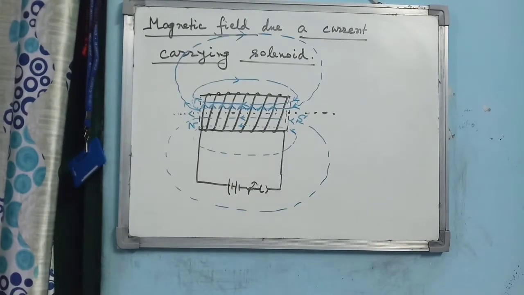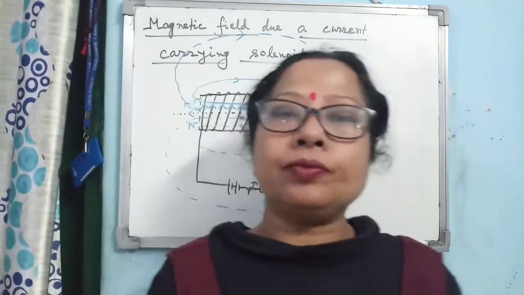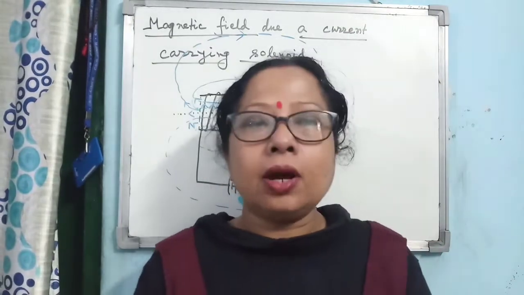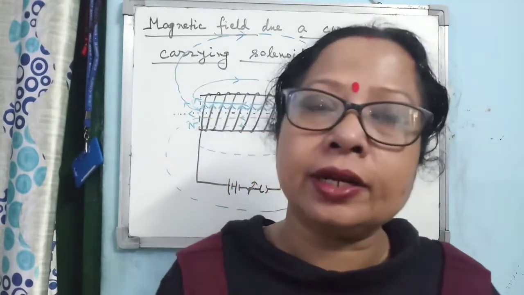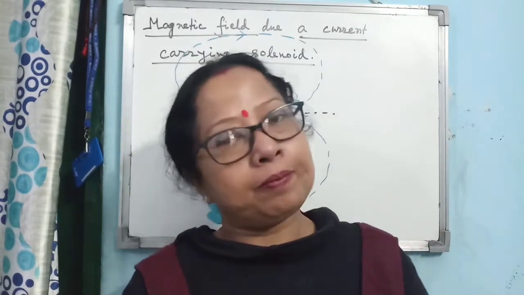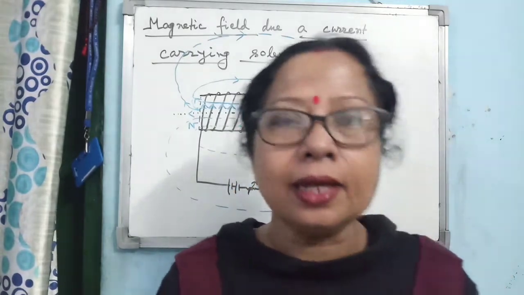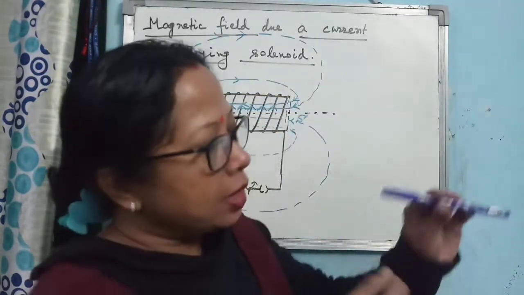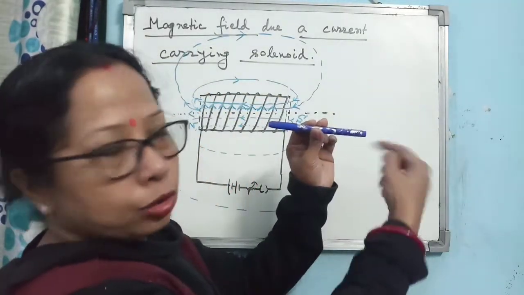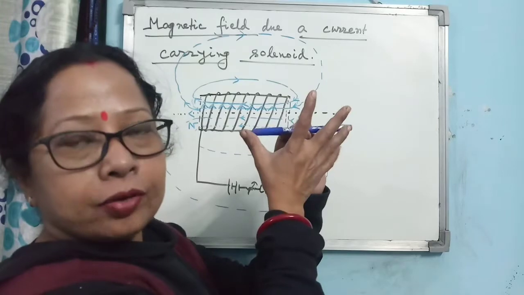The next topic is magnetic field due to a current carrying solenoid. So first of all, you have to know what is a solenoid. Alright, solenoid is a cylindrical loop of coil whose length is much greater than its diameter. So what is a solenoid? Solenoid is a current carrying cylindrical coil. Just consider, suppose you have wrapped several loops, several turns, on this one. Then what will you get? You will get a cylindrical coil.